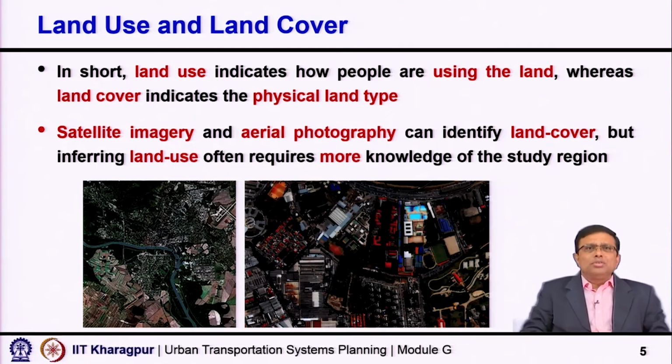In short, we say land use indicates how people are using the land. Given the available land resource, how are we utilizing the land for various activities or for deriving benefit for society or for livelihood? Whereas, land cover indicates the physical land type.